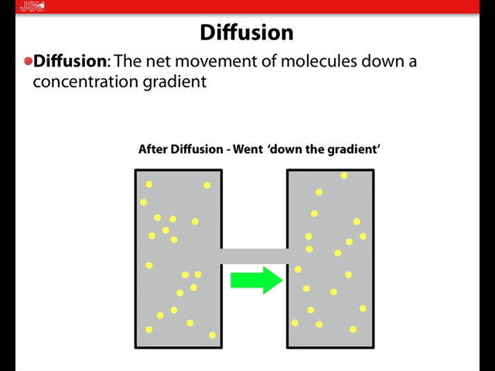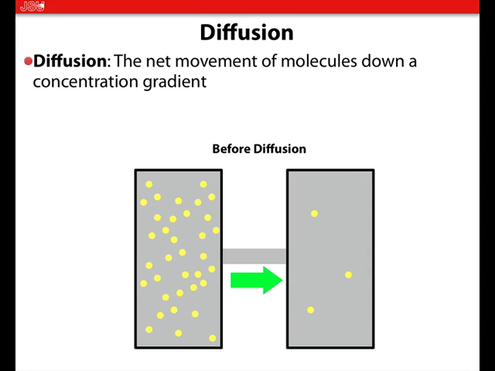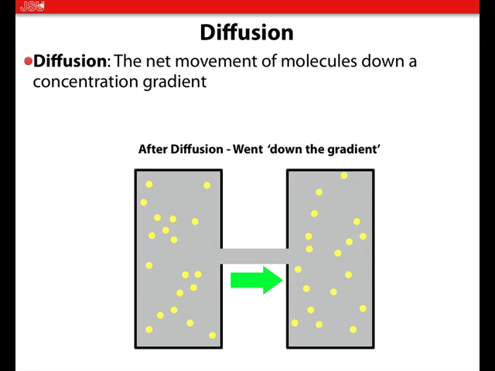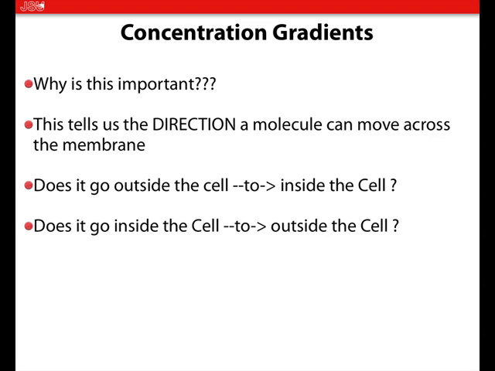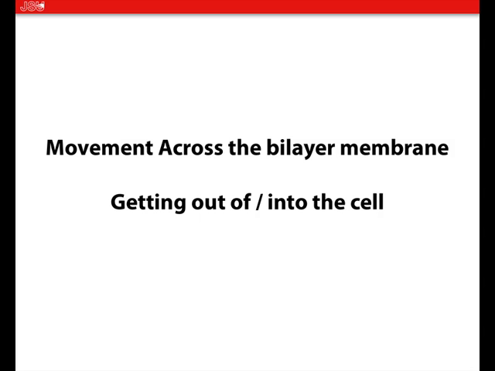Okay. So when we say diffusion, this is diffusion. The movement of molecules from areas of high concentration to areas of low concentration. That is diffusion. So why is this important? Well, we had to review this because we need to talk about the direction a molecule moves down and through the membrane. Does it go inside to outside the cell or outside to inside the cell? The discussion we just had kind of goes to answer that.